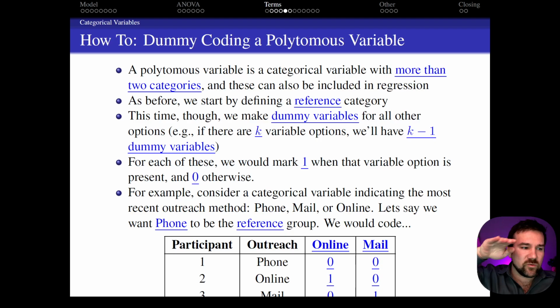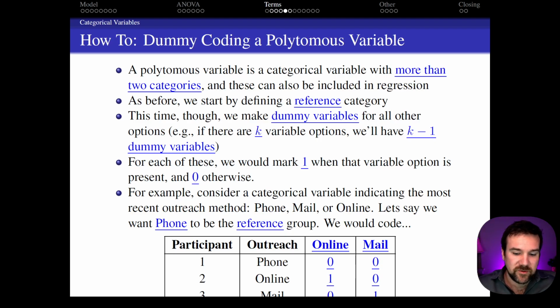For each of them, I'm just going to read down, and if it's online, in the online column, I'm going to write a 1, and otherwise I'm going to write a 0 for everything else. In the mail column, if it's mail, I'm going to write a 1, and I'm going to write a 0 if it's anything else. So this first participant, the outreach was phone. In the online column, I score them a 0, and in the mail column, I score them a 0. And that's correct, by the way. This person doesn't get a 1 in any of the dummy coded variables here. They're in the reference category, and the reference category has all 0s for all the dummy coded variables. That is correct. That seems a little bit weird maybe for the first time, but that is correct.